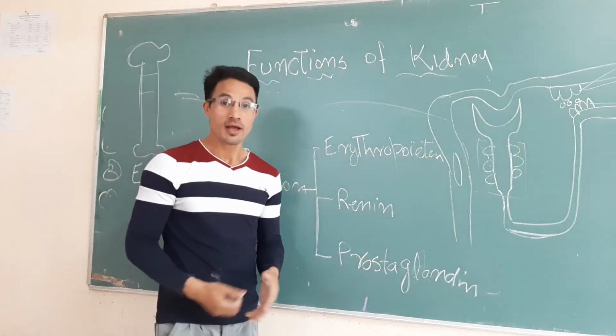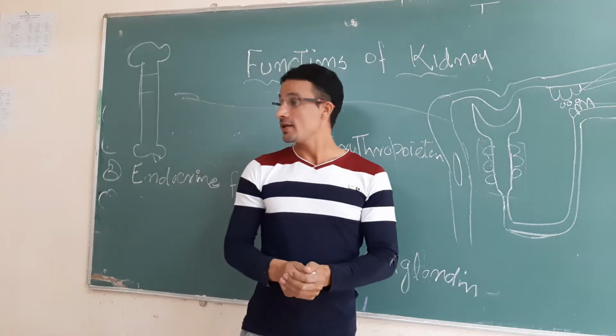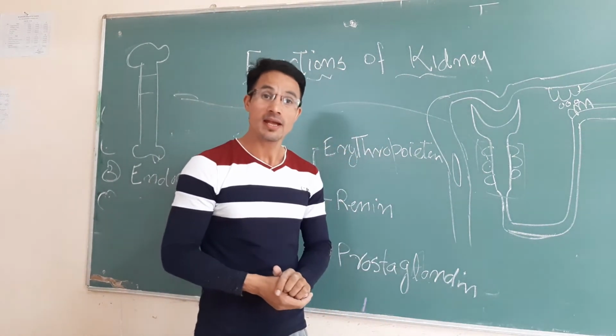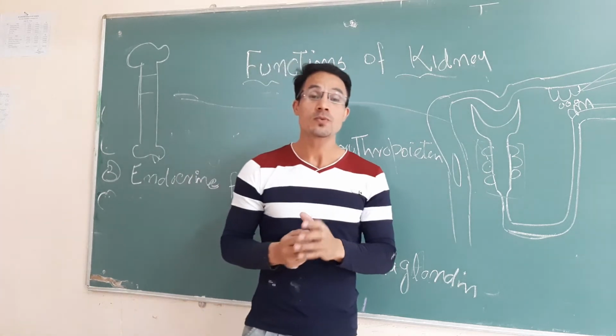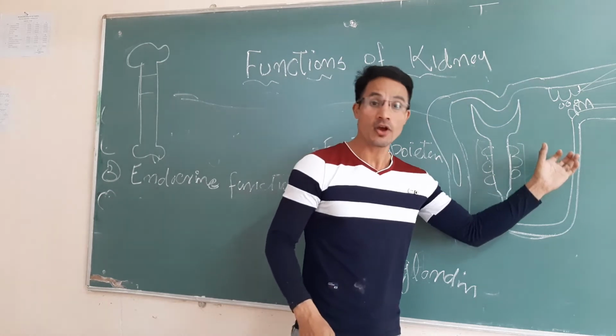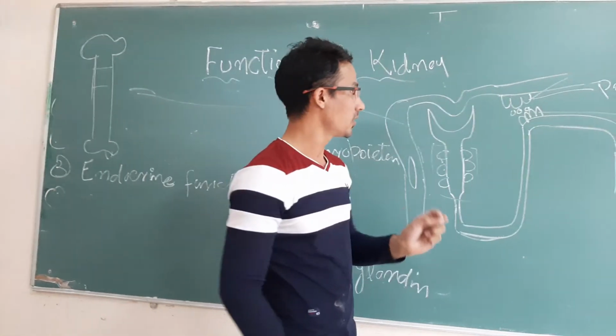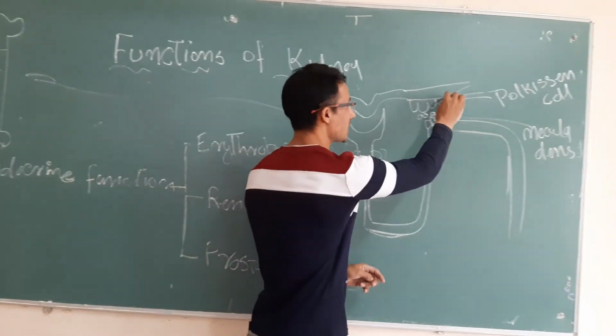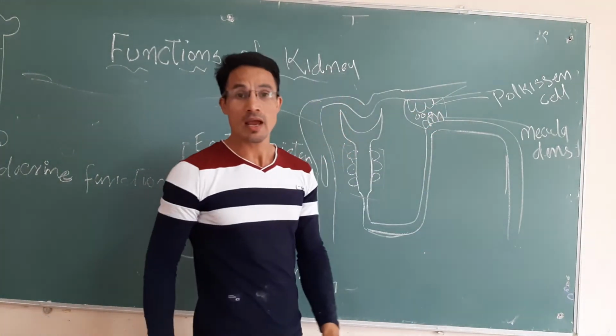What is renin? Renin is the main hormone which helps maintain the blood pressure and blood volume. The question is where the renin is produced. Renin is produced by the nephron. Why is it produced? It is produced in a special place. That place is known as the juxtaglomerular apparatus.